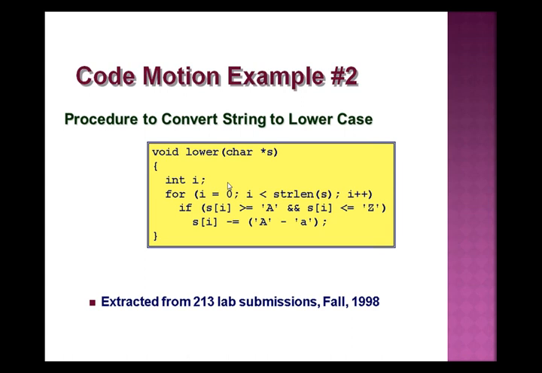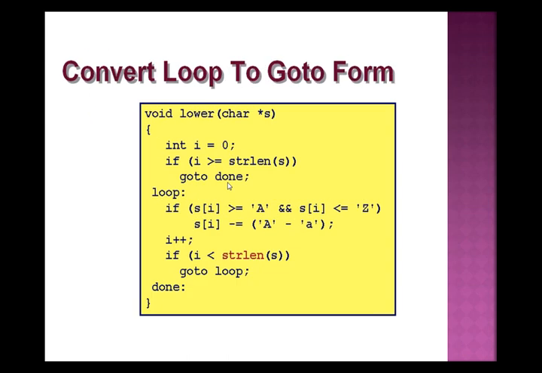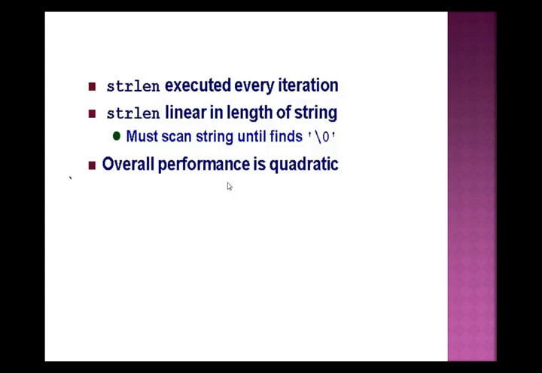This is your next example, a procedure to convert a string to lowercase. Then the lowercase conversion performance, these are the conversion performances that are available for lowercase. These are the benefits, or these are the diagrams. Then convert the loop to the goto form, that is how to convert the looping into the goto form, using goto done and goto loop.